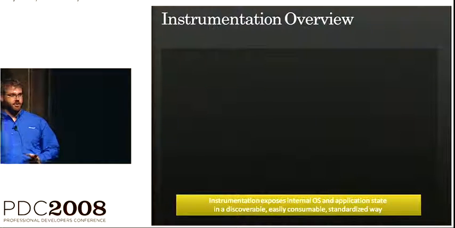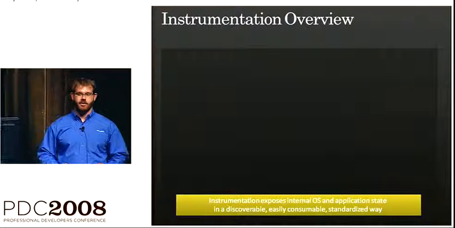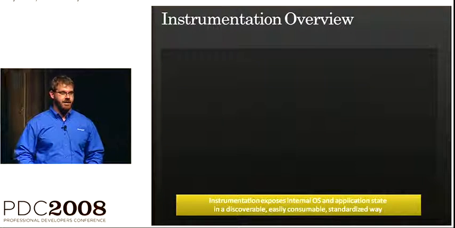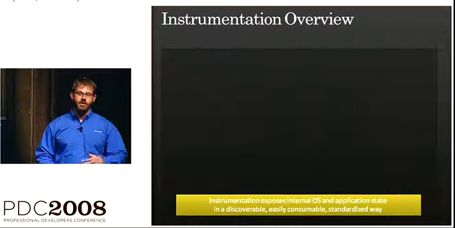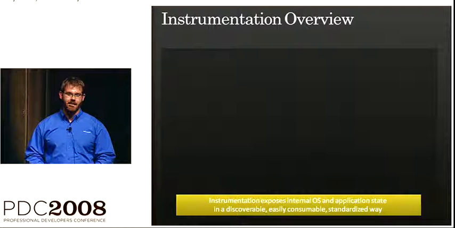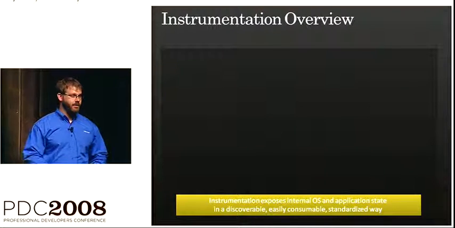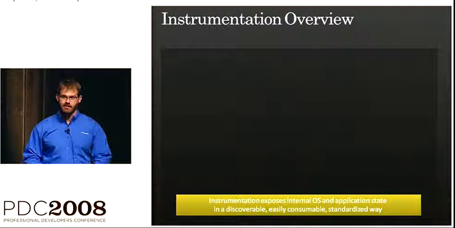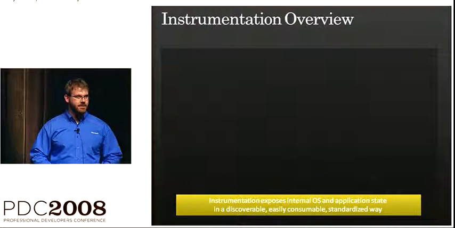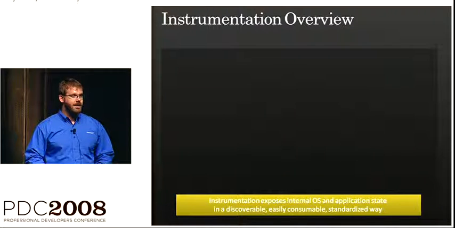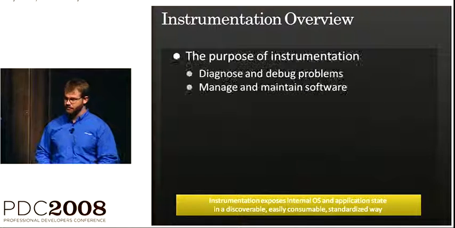The first thing that I want to highlight here is that with instrumentation, the entire goal is to expose the internals of our application to somebody else. And the goal in Windows is to do that in a way that's discoverable, meaning somebody who doesn't know anything about your application can find your instrumentation and find out what events and what counters it raises, and then do something meaningful with them. We want it to be easily consumed, and part of that is standardization, having a standard set of tools and a standard set of APIs to actually do the consumption.